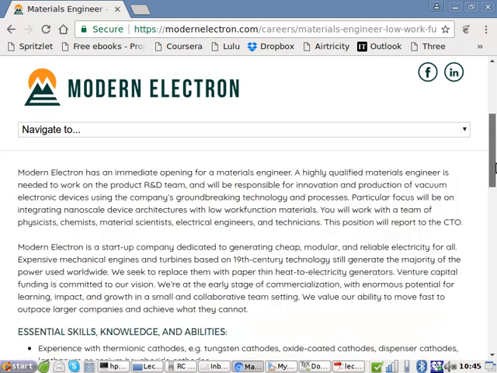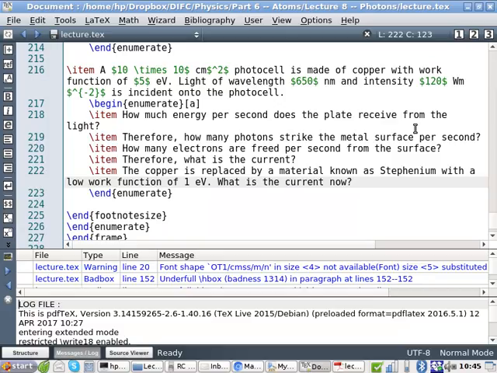So, your homework question here is I've replaced the material with something called stevenium with a low work function of 1 electron volt. So, what is the current now? Because the work function is now small enough, some of the electrons can be freed. So, it's different now. Okay, that's it then. If you can try that one at home.